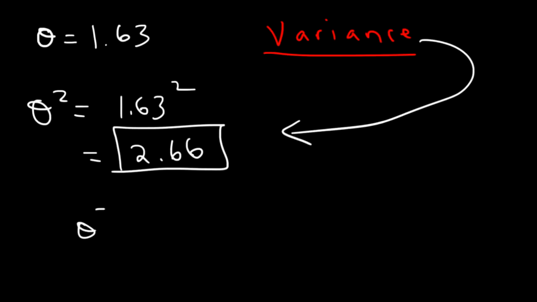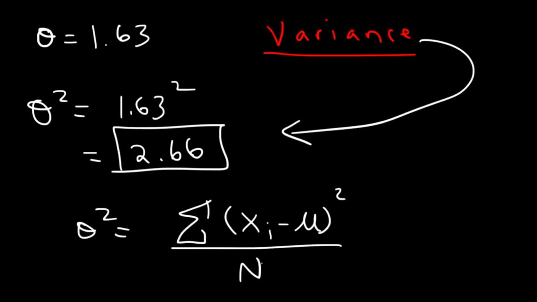The formula for variance is basically the sum of all the square differences between every point and the population mean divided by n. It's basically the same formula without the square root symbol.